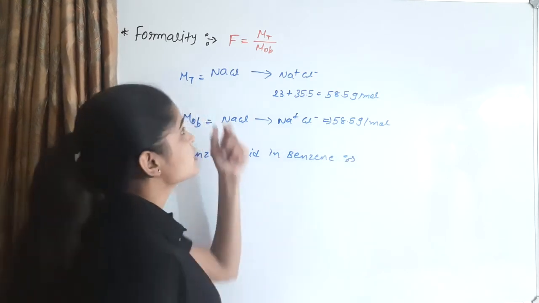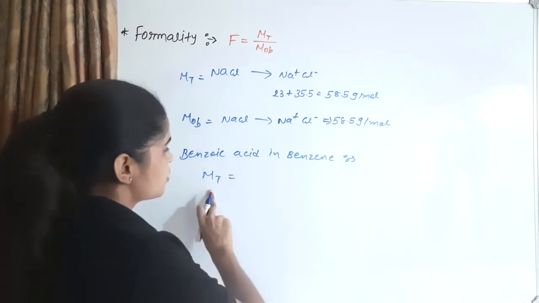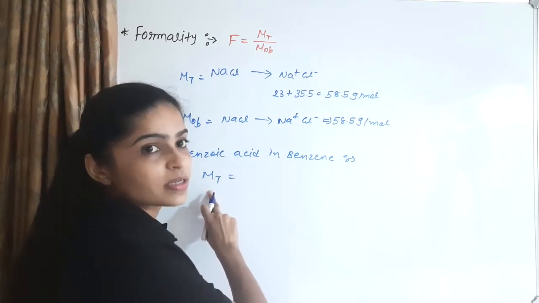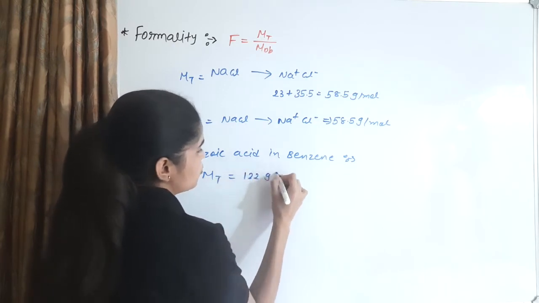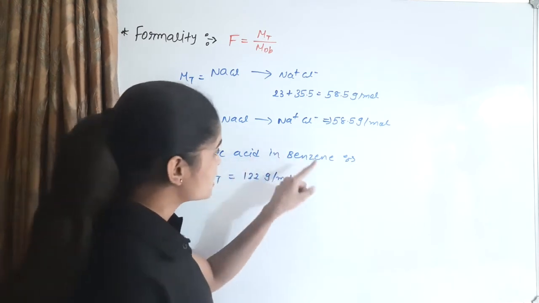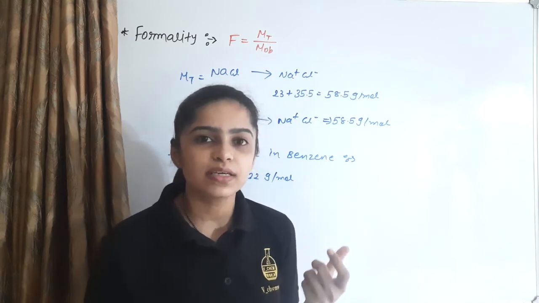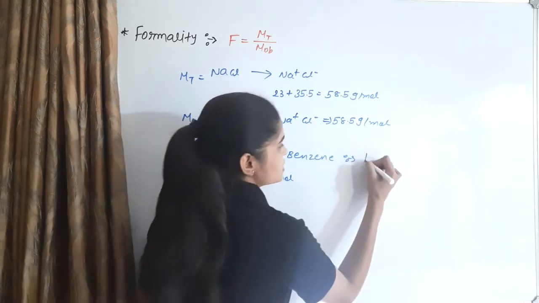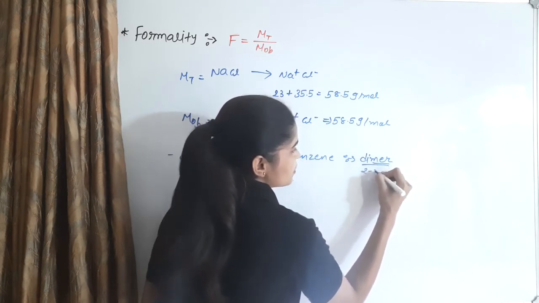First, consider the theoretical molecular mass. How do we find the theoretical molecular mass? Benzoic acid has a molecular weight of 122 gram per mole. But benzoic acid present in benzene always gives the dimer form. Dimer means di is 2 and mer means molecule.